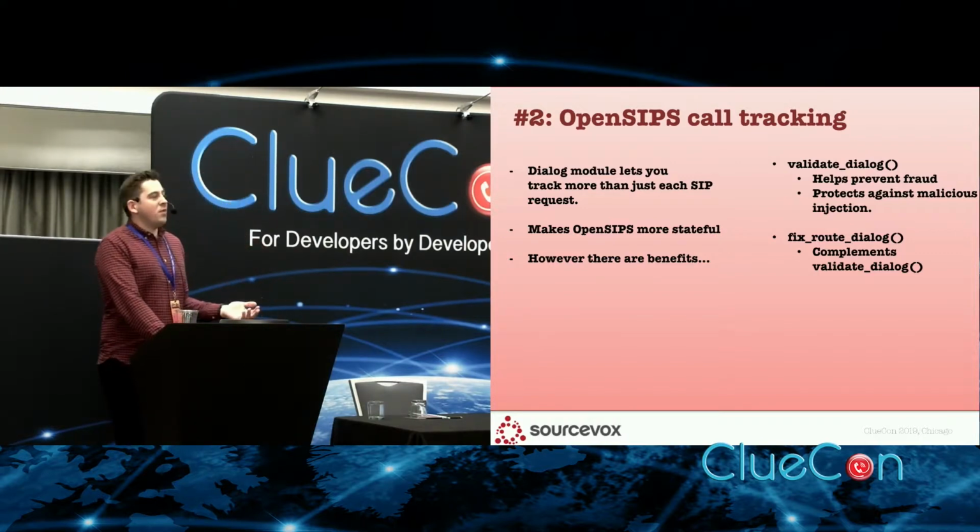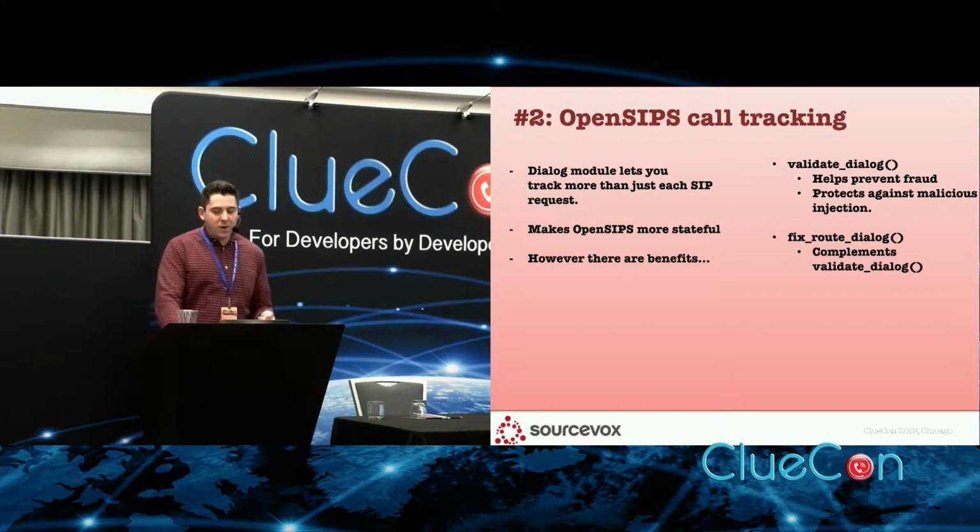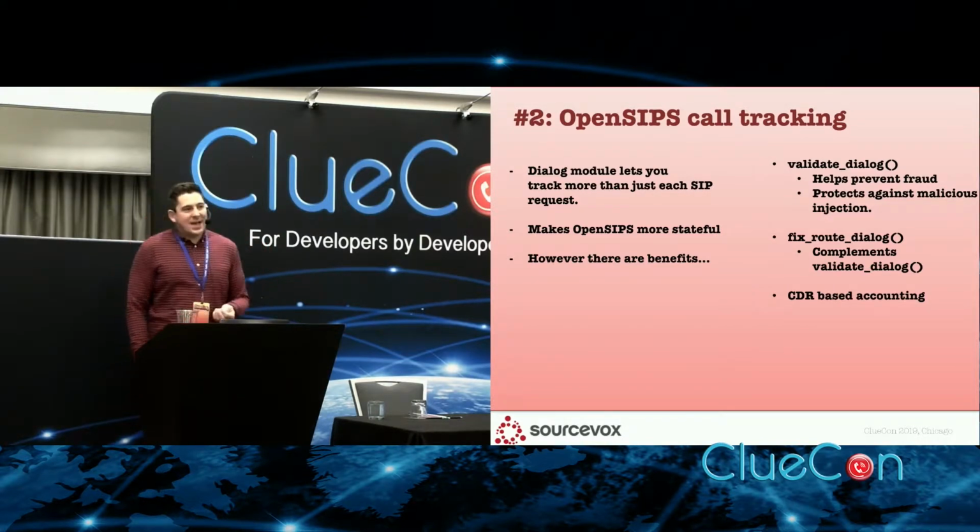It's now aware of what the original record route set was. It can put the original record route set back into the call for future requests. So that's really a useful thing to be able to do. It immediately enables CDR-based accounting.